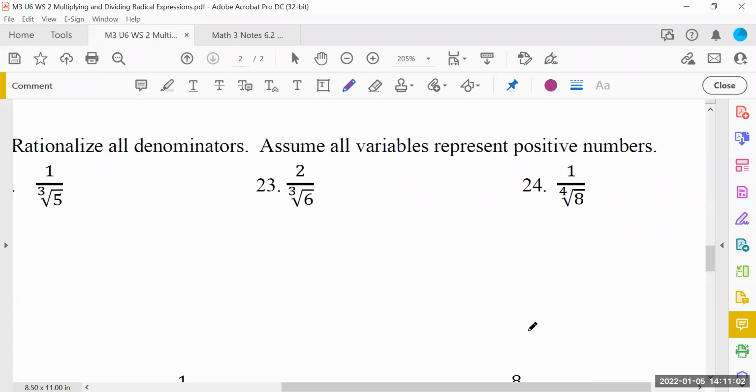So 3 5s will go on the bottom. Just like that. Now we have 1, 2, 3 on the bottom. So they'd all count. You have 1 5 on the bottom, no more cube roots. The top would just be 5 times 20.